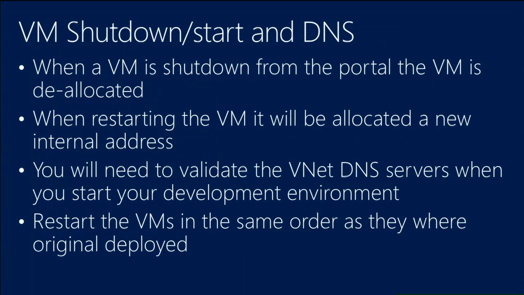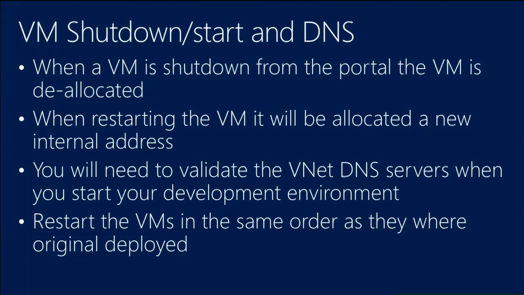Now, I put this slide in especially because this is actually important: the VM shutdown and start DNS. When a VM is shut down from the portal, remember the VM is deallocated. When you restart the VM, it will be allocated a new internal address. And if you've deallocated everything out of a cloud service, the cloud service will have gone as well, and you will get a new VIP as well. So you could say, what I'm going to do is keep one VM running to keep the cloud service there. So that's another option.